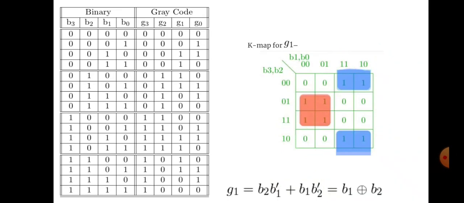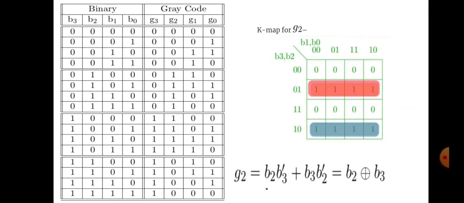So this is the equation for G1, which is B2 B1 bar plus B1 B2 bar. Again, as we know, the standard equation, A bar B plus A B bar is nothing but A XOR B. So this equation will be equal to B1 XOR B2. So this is the second K-map for G1.